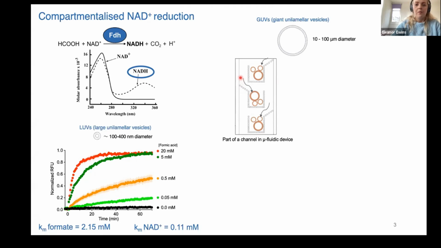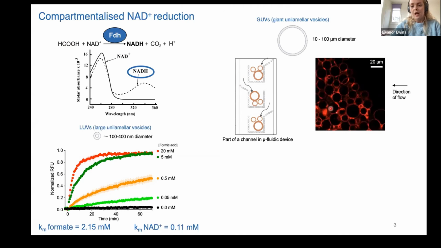So inside channels, there are PDMS posts that form something resembling traps, and then we can trap individual populations of GUVs, which allows us to exchange the external solution. So then we can add our formate and watch the reaction live.